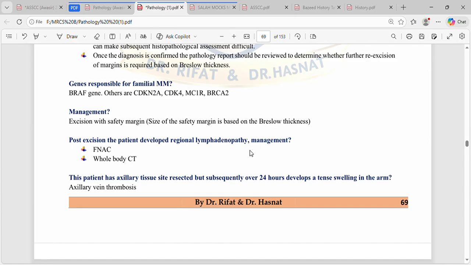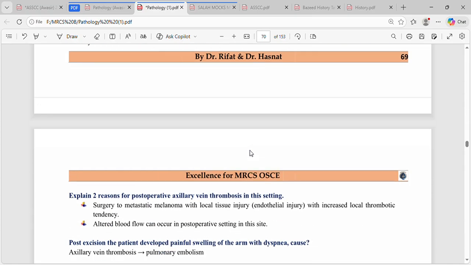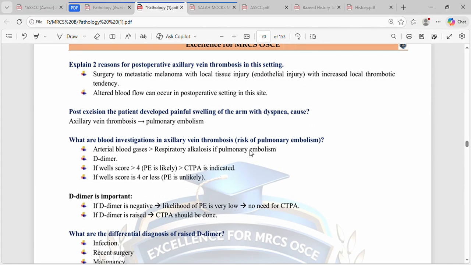So this means it is axillary vein thrombosis, because on one hand there is the malignancy, which is a hypercoagulable state, plus there is surgery, so there will be immobility of the arm. These all contribute to this axillary vein thrombosis. So explain two reasons for postoperative axillary vein thrombosis in this setting.